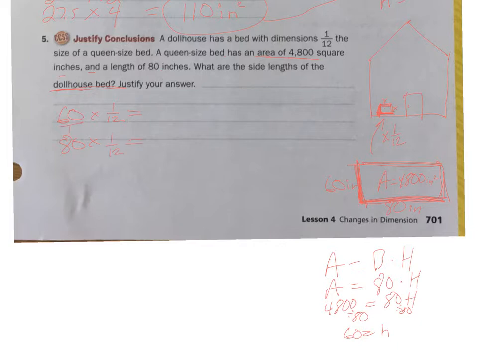Okay, make this into a fraction. 60 times 1 is 60. 1 times 12 is 12. And when I do 60 divided by 12, it comes out evenly as 5. So 5 inches is one side of the bed.